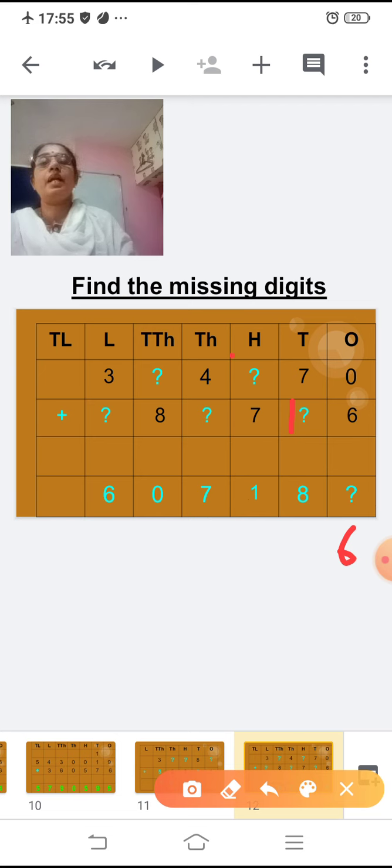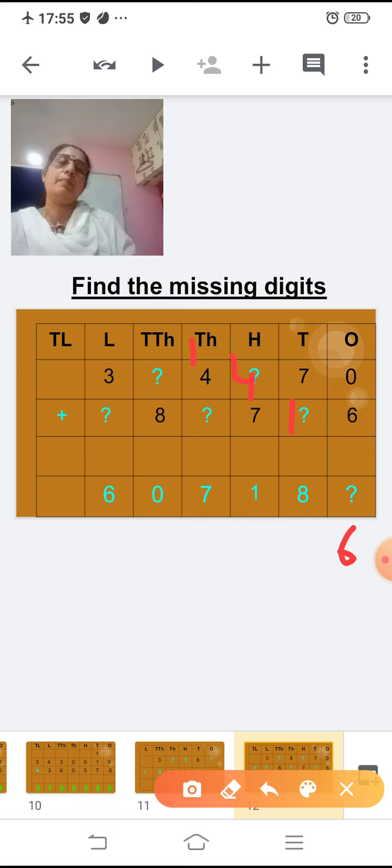Now 7 plus 4 if I write here, that means it is 11. So 1 is carried out in the thousands place. Okay. So if the number is smaller, you have to find out which number, if it is added, will give you that particular number.